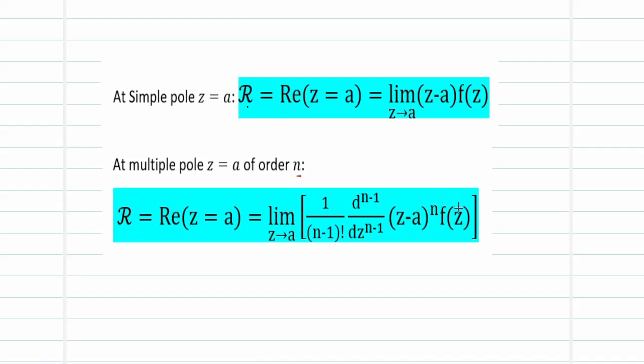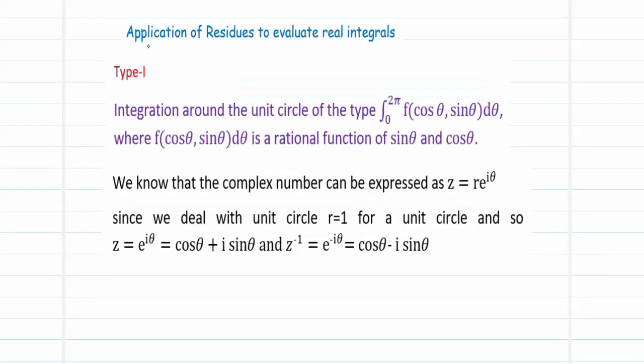Now keeping these things, which were already covered in our last video, we will try to see how we can apply the Cauchy residue theorem to evaluate real integrals. The type 1 problem which we are going to cover is where we integrate around a unit circle, and the integration is of a predefined format: integral from 0 to 2 pi of a function of cos theta, sin theta d theta, where the function is a rational function in terms of sine and cos.